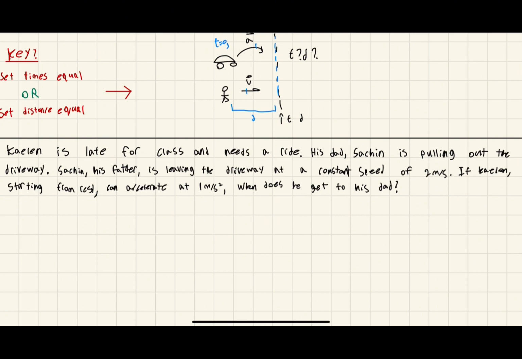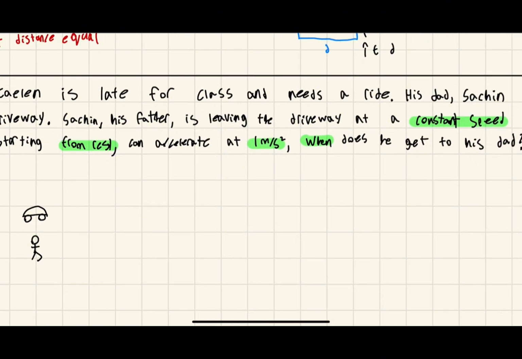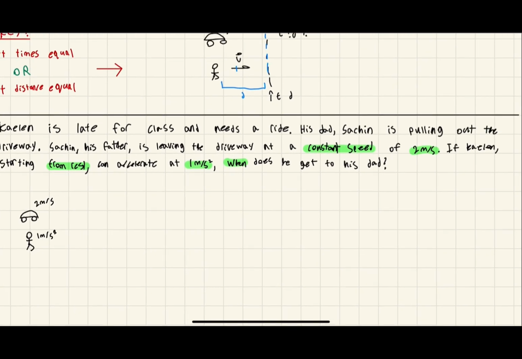Kalen is late for his class and needs a ride. His dad, Sachin, is pulling out of the driveway. Sachin, his father, is leaving the driveway at a constant speed of 2 meters per second. If Kalen, starting from rest, can accelerate at 1 meter per second squared, when does he get to his dad? So let's sketch this out, right? So we know that the dad, Sachin, is right here and Kalen, the son, is over here. So we know that the car is going to be moving at 2 meters per second constantly, and we know that Kalen's going to be accelerating at 1 meter per second squared, okay?